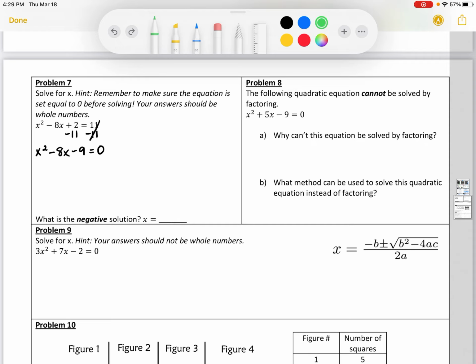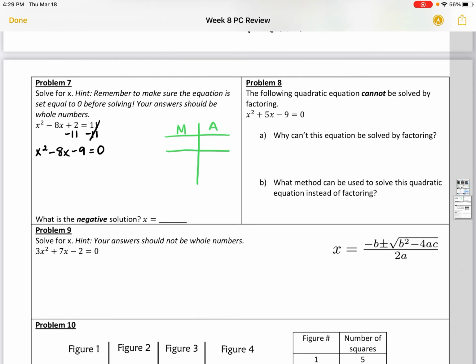If I make a multiply and add chart and I can't come up with any combination, then I can do quadratic formula. So I'm going to make my multiply and add chart, see if it lets us factor it. There's also kind of a nice hint here saying the answers should be whole numbers. If the answers are whole numbers, then you can definitely factor it.